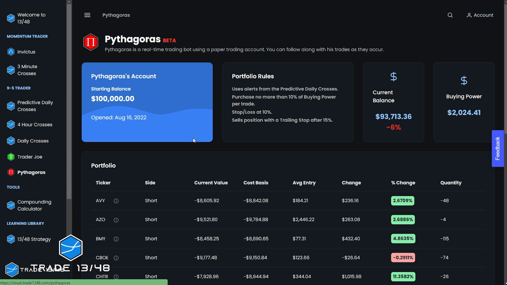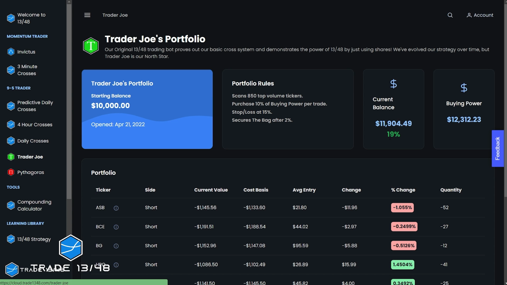Now, Pythagoras, we're very, very transparent as to the performance of our system. Starting balance 100,000, opened August 16, 2022. Currently down 6%, and that is fine simply because the market has taken a tumble. But wait, there's more. We'll bring you along to Trader Joe. Trader Joe is performing up 19% since April 21st of 2022, and that's considering that the market is down 16% on the year. Now we're going to get into how we read these alerts shortly.